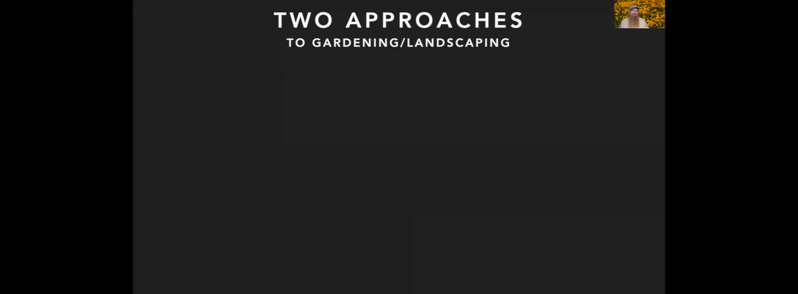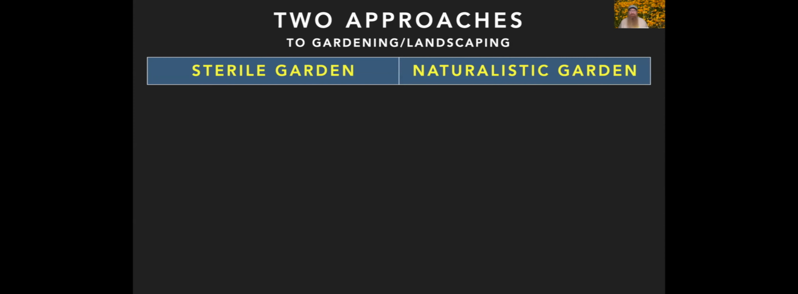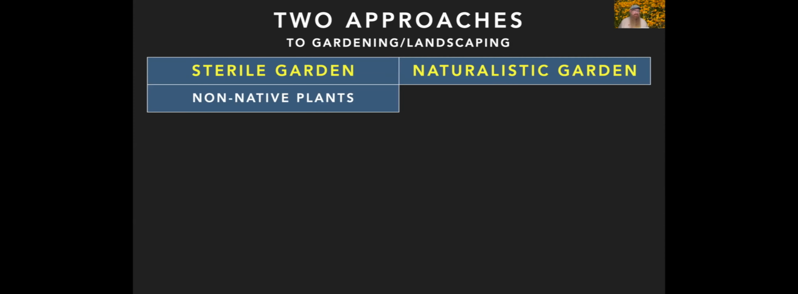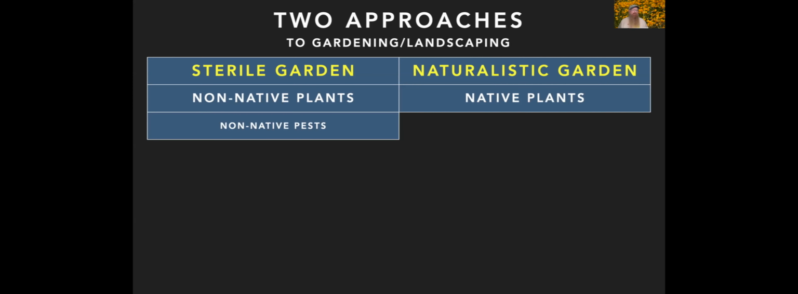Now, there are two approaches to gardening or landscaping. A sterile garden, as I call it, versus a naturalistic garden. Well, in a sterile garden, you've got a bunch of non-native plants. In a naturalistic garden, you have beautiful native plants. In a sterile garden, you have non-native pests. All these pests came from somewhere else. The pests you have in your garden, they're not native here. All the things that eat our food in farms and ranches, they're not native. They came from somewhere else.